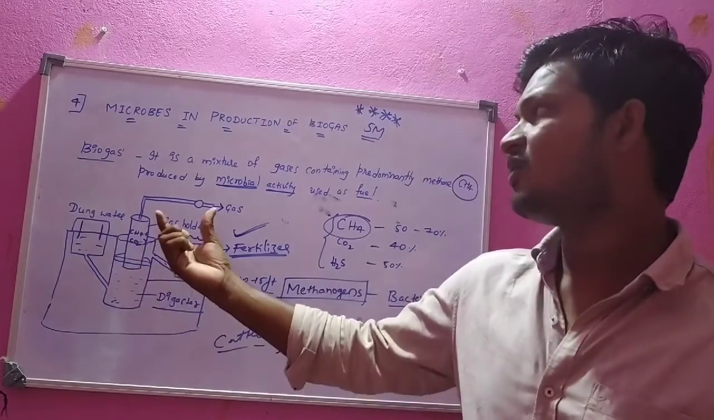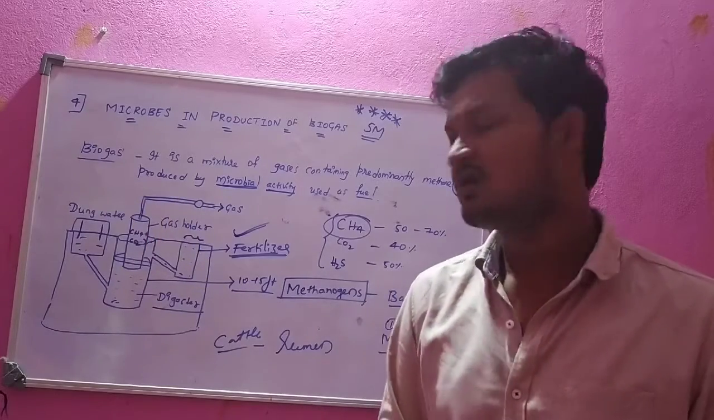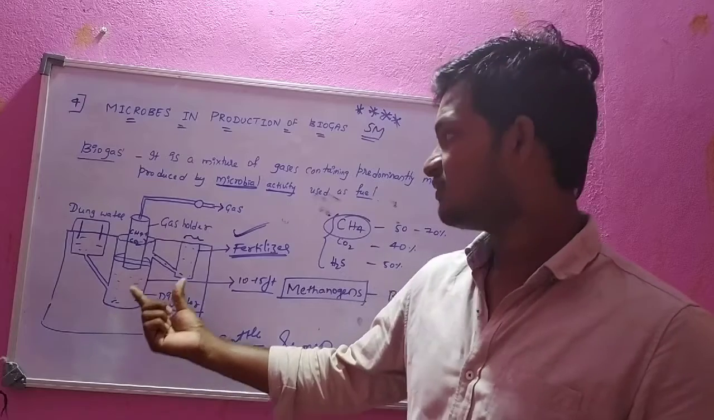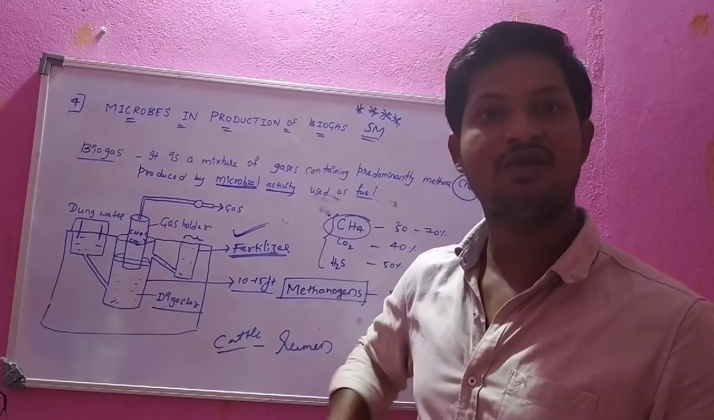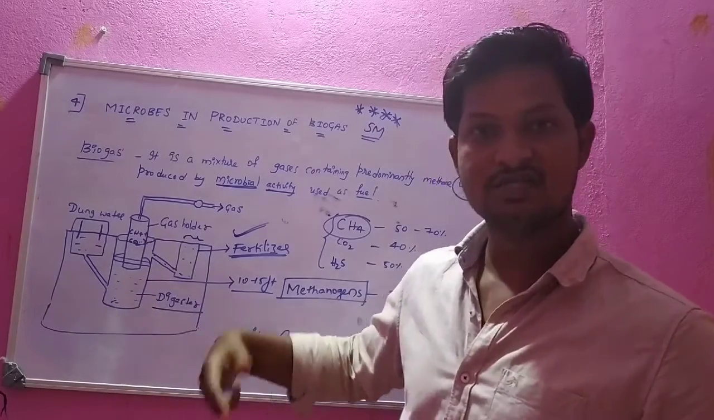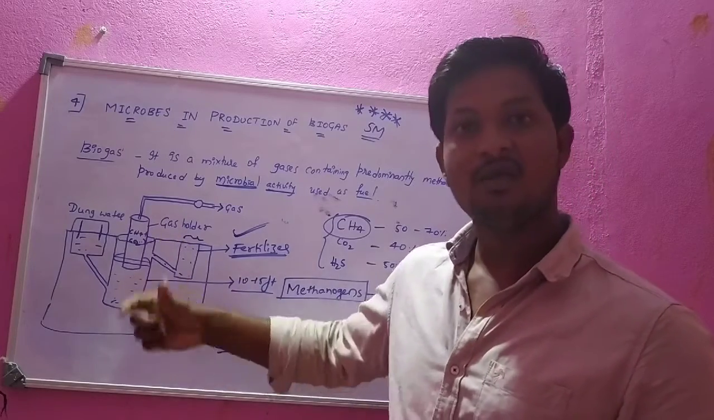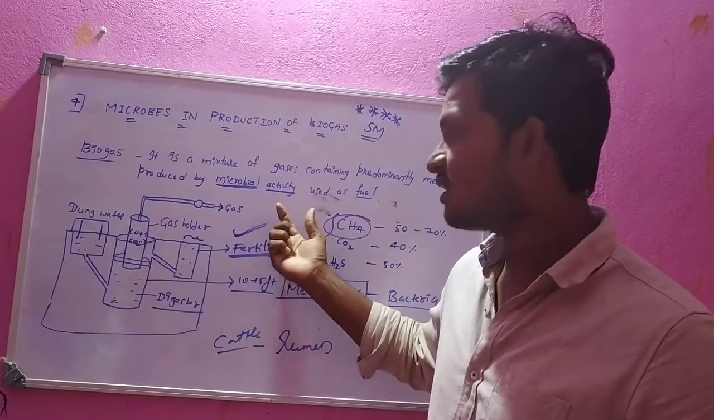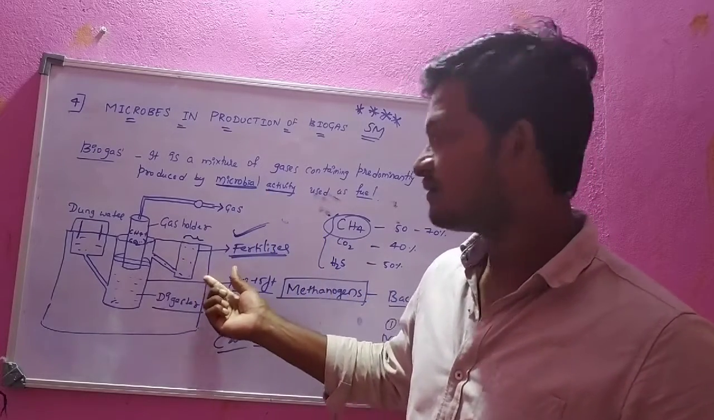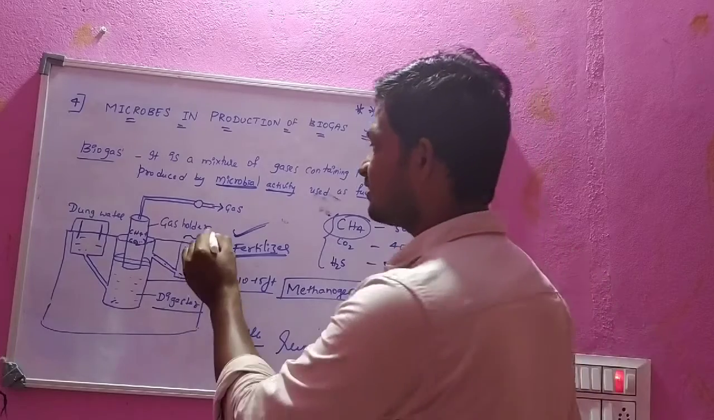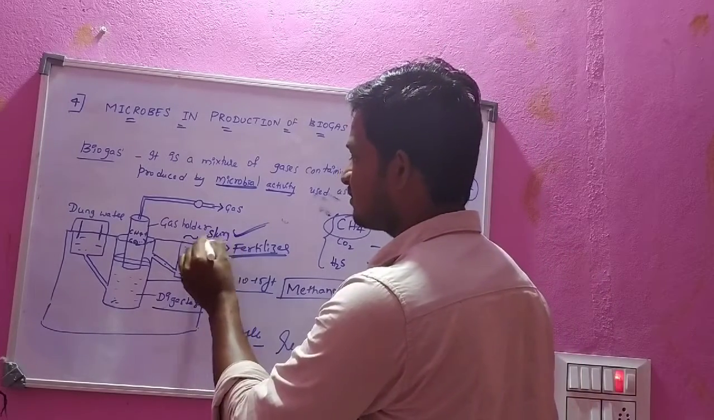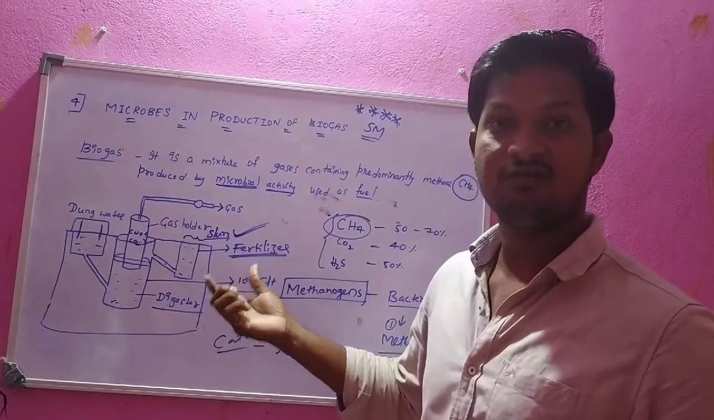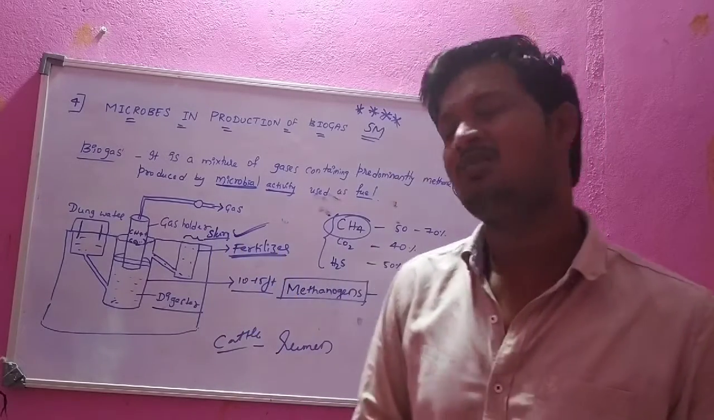At one end they pass cow dung plus water. In the digester tank, the long tank, the mixing takes place. Microbial activity takes place continuously, and gas is produced. At one end the gas is the outlet, and at the other end they collect the slurry. That slurry is used as fertilizer for our agricultural purposes.